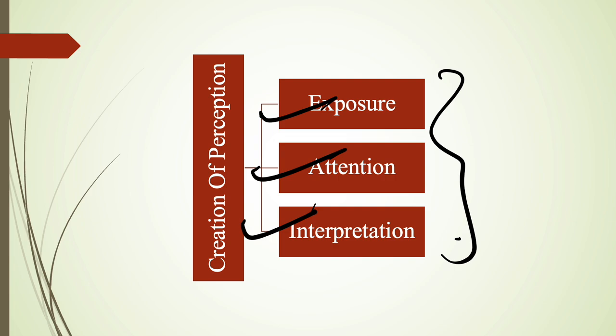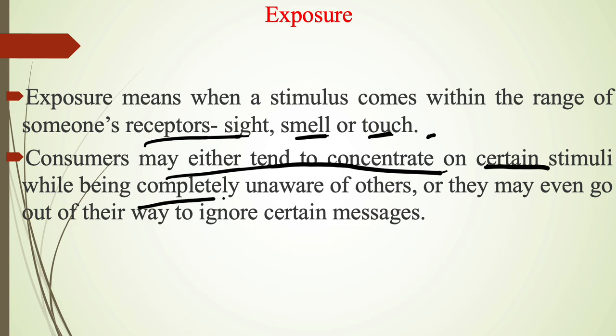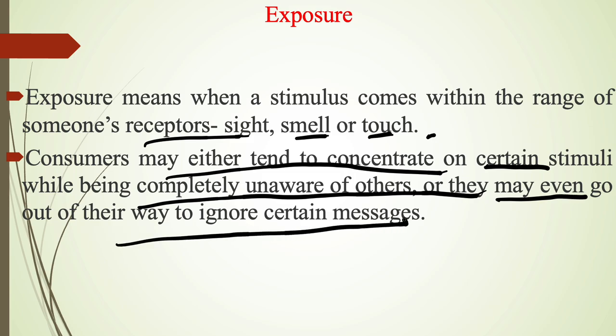So the first one is the exposure stage. Exposure means when a stimulus comes within the range of someone's receptors: sight, smell or touch. Consumers may tend to concentrate on certain stimuli while being completely unaware of others, or they may even go out of their way to ignore certain messages. So exposure is the stage in which the consumer or customer is exposed to the external environment with the help of receptors like sight, smell or touch.